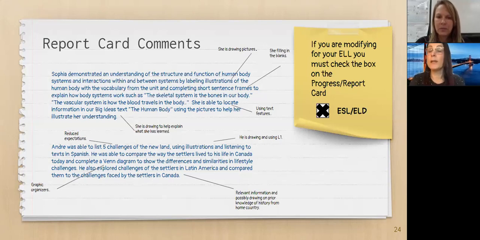Only if you're modifying. If you're an ELL student and you're not modifying, you're just accommodating, you do not check the box. And that's our biggest question, I think, this time. And there's a statement at the bottom of the report card that explains that this checkbox has been checked. It is important that you're communicating to parents that they are working on modified expectations, but there is no official statement that goes at the beginning of the report card at this time.